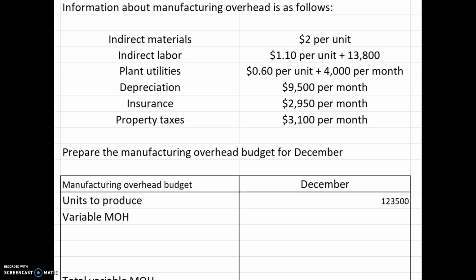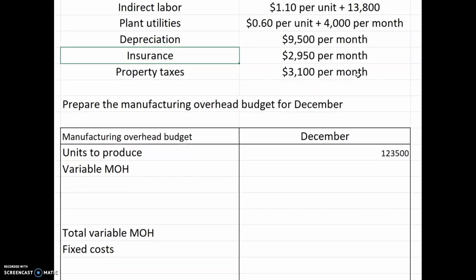Okay, so in this example that we've been working on, here they've given us information on the manufacturing overhead. So indirect materials and indirect labor. Okay. And we can see indirect materials, it's a set amount per unit. It's just variable. Indirect labor is a mixed cost. So there's a set amount per unit, and then there's also the fixed piece. Plant utilities is also mixed. There's the per unit amount and then the fixed piece. Okay. So our starting point on our budget, we know, is the units to produce, because that's going to determine our variable overhead.